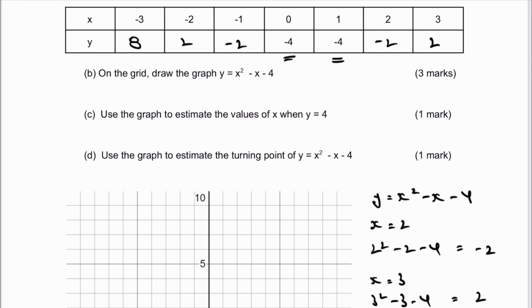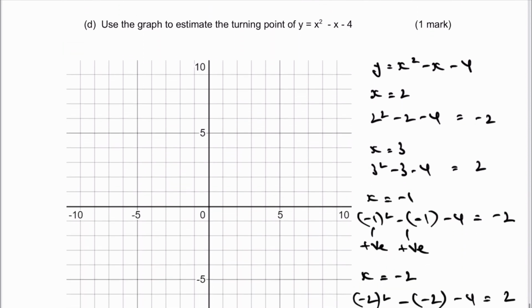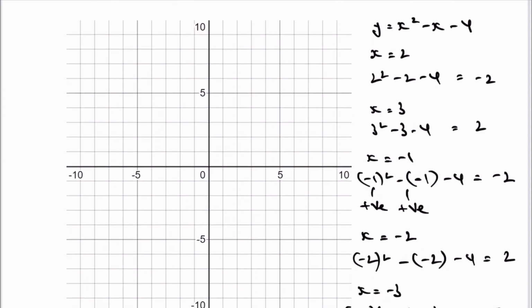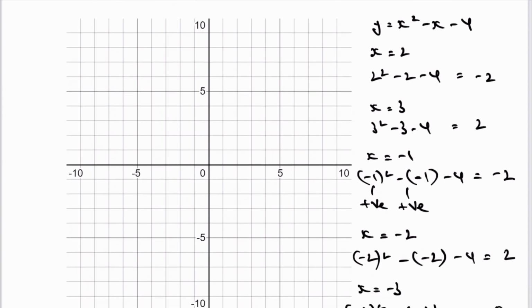Okay, so then it's a case of drawing the actual values on the grid. Okay, so I appreciate I'm sort of backwards and forwards a little bit with this, but hopefully it'll give you some idea. So if I start with the positive values first, I've got 0, -4, which is going to be down here, and then I've got a value of 1, -4, which is going to be here. Okay, then I've also got 2, -2, which is going to be there, and then I've got 3, 2, which is going to be over here.